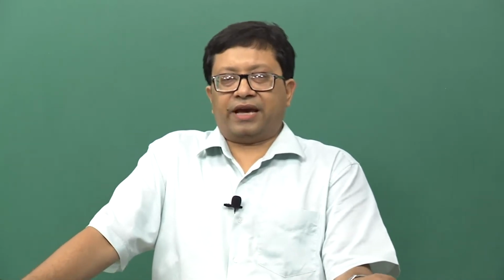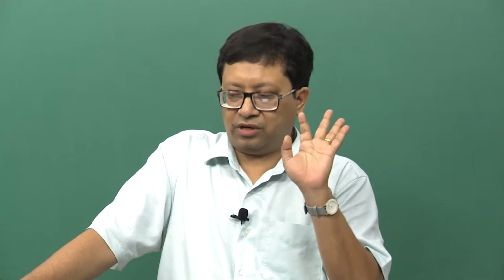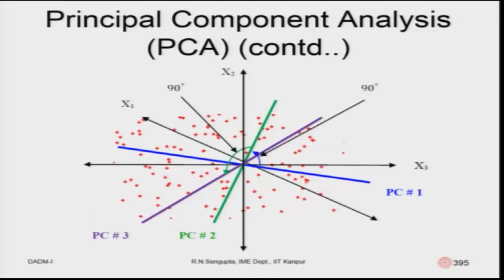Now here comes the diagram, and I will spend some time on it, because the 3-dimensional case is a little difficult to understand. So, consider we have 3 random variables, x1, x2 and x3.